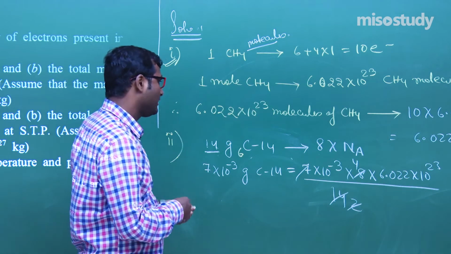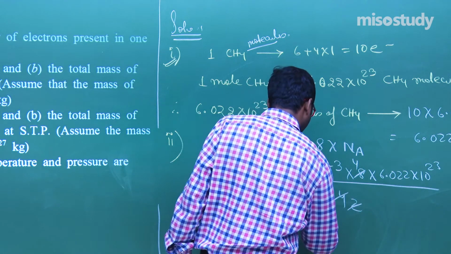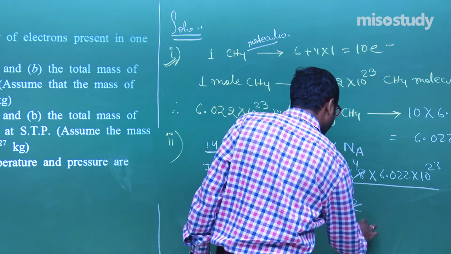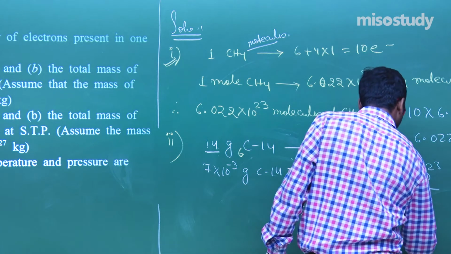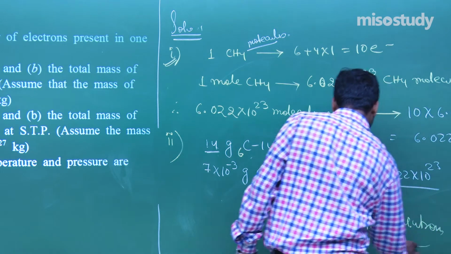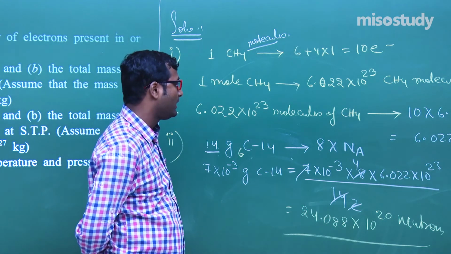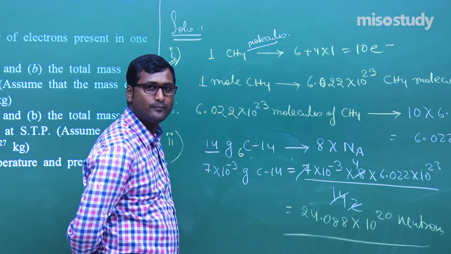Clear? That is almost what we get here, 24.088 into 10 to the power 20 neutrons. Here, neutrons 10 to the power 20. 24.088 into 10 to the power 20 neutrons. This is the answer. Clear?